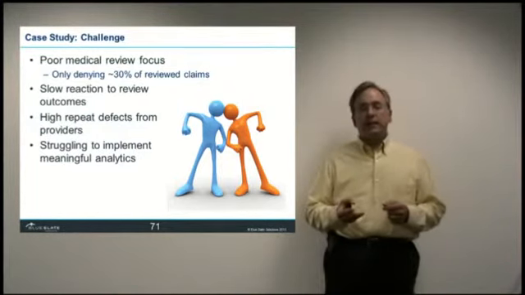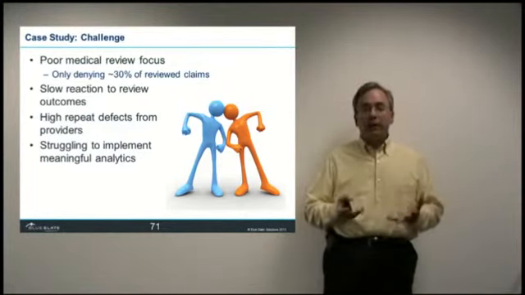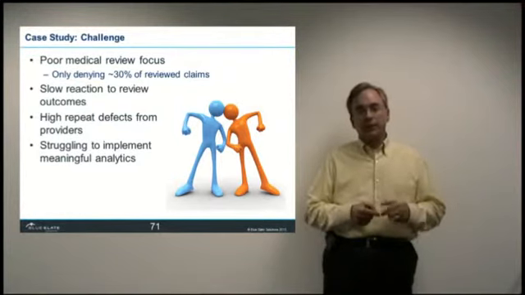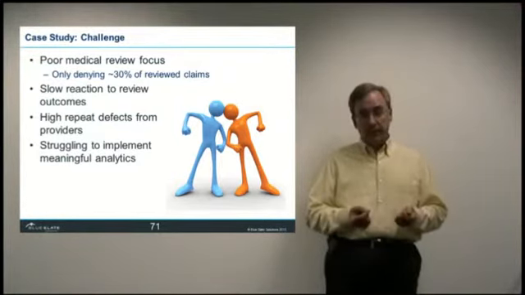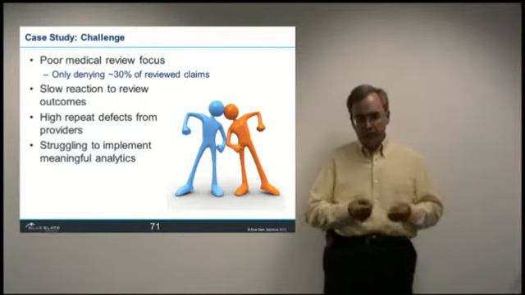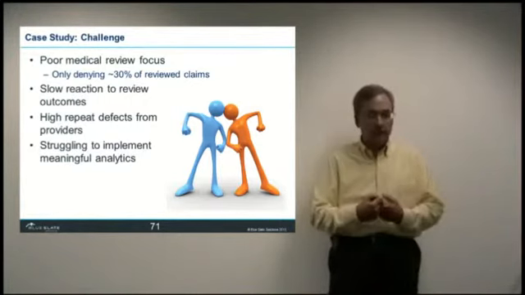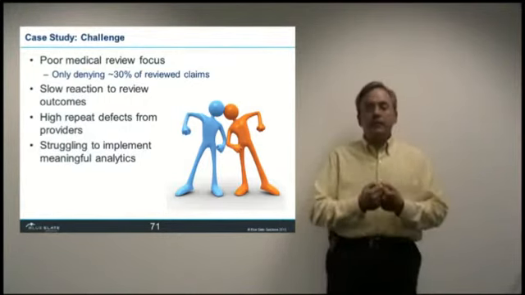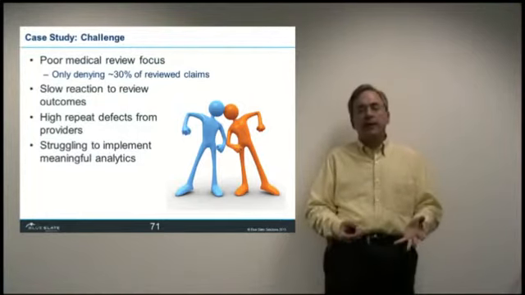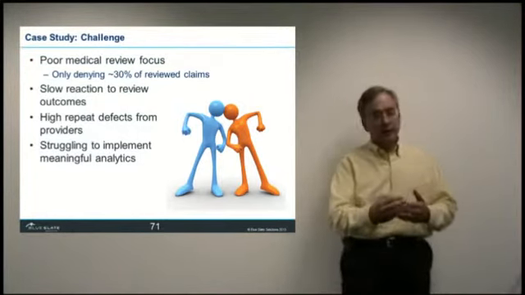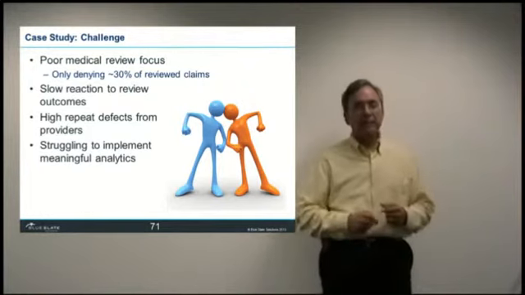So in this case, at this payer, their denial rate was about 30% for reviewed claims. So their nurses were spending 70% of their time looking at all this information, and they were requesting all this information from the providers. And 70% of the time, everything was fine. And you really want it to be the other way around. You want to be denying 70% of the time or better.